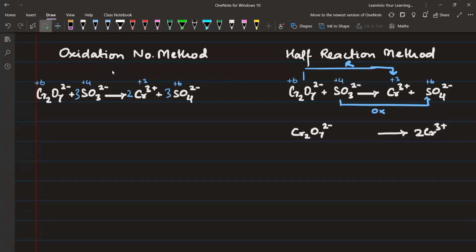Per chromium, there is a change of plus 3 oxidation state. Each chromium has added 3 electrons. So 2 chromium will add 6 electrons.